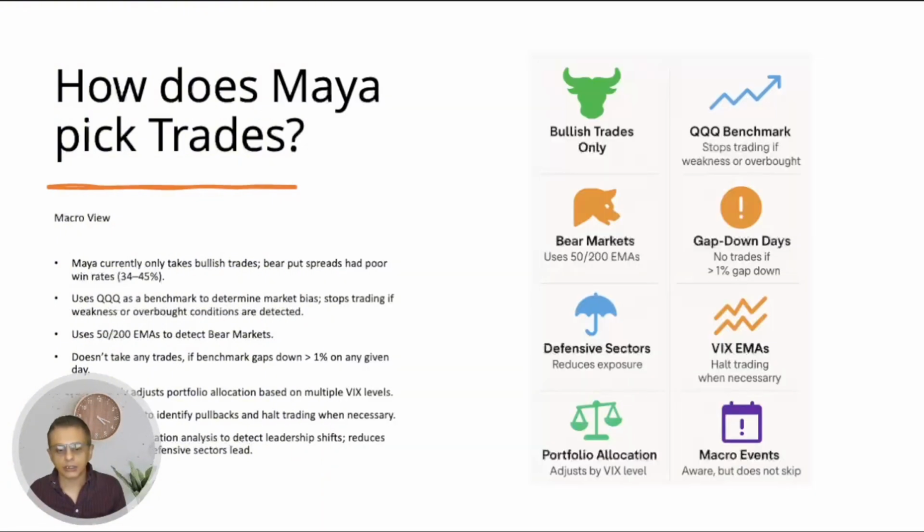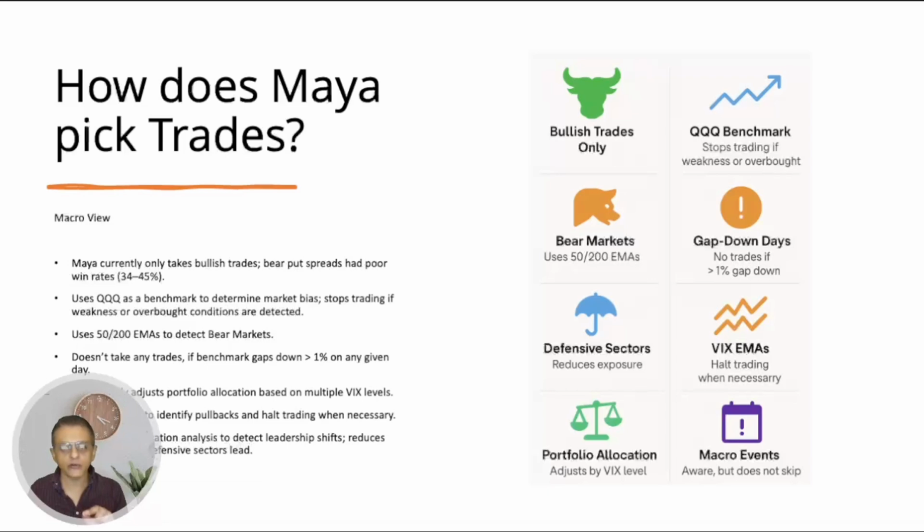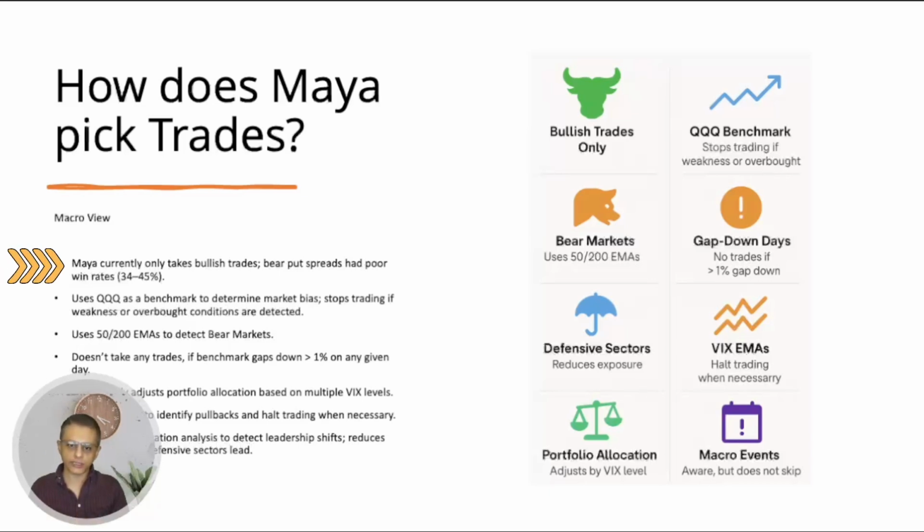For example, the algo is extremely accurate in detecting a pullback or correction. In fact, the most recent correction we had started on February 18th, 2025, and the algo nailed down the correction on 21st February. So it's very good at that. It used a combination of VIX, EMAs and MACD indicators superimposed on QQQ to detect that. In its current state, the algorithm only takes bullish trades.